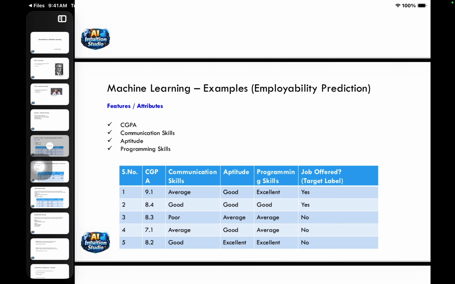Now, what is the final decision we want the model to make? Yes or no? Job was offered or not? This final outcome is called the target label.